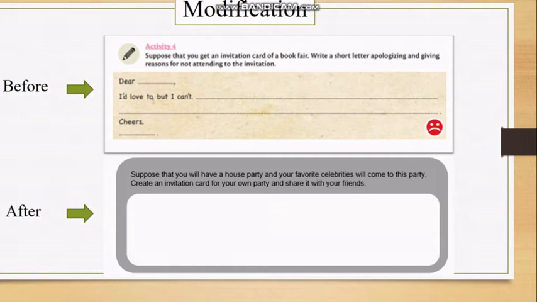Instead of writing a letter, they can write an invitation card for their own house party and then they can share it with their classmates while talking about the famous people who will come to their party. As you can see, while creating the card, they will enjoy and then they can find a chance to talk about which celebrities can come to their imaginary house party. So, this activity focuses on both their speaking skill and linguistic intelligence.